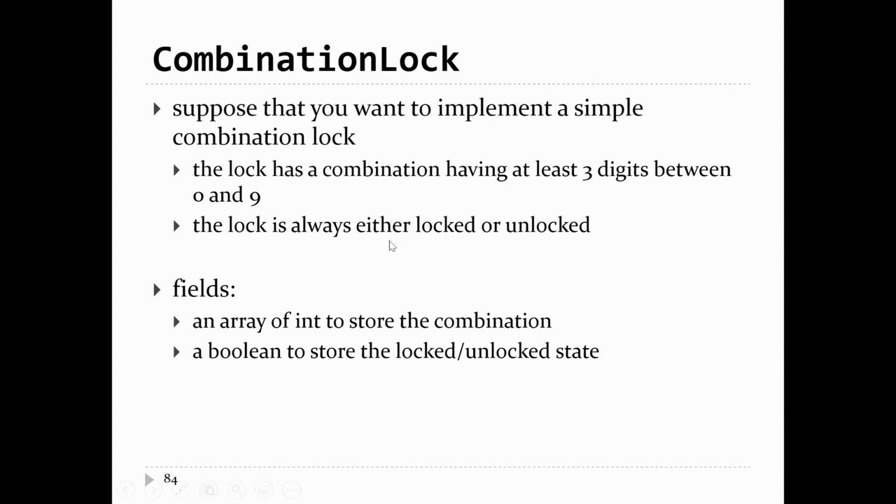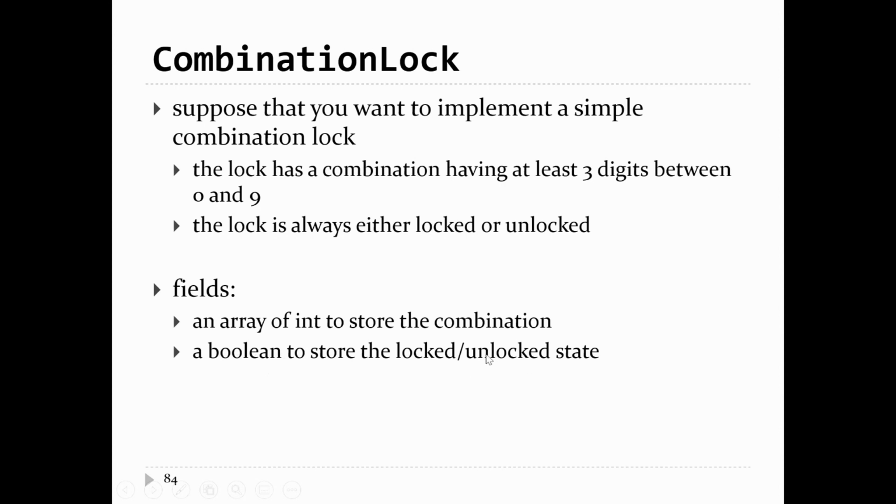And furthermore, the other thing about the lock is that it's always locked or unlocked. And that's it. So it's pretty simple to implement this class. You need some sort of collection to store the combination. And you need some variable to indicate whether or not the lock is locked. So because the lock is only in 2 states, you can use a Boolean to represent the state of the lock. True for locked, false for unlocked. You could also use an enumeration here if you wanted to.